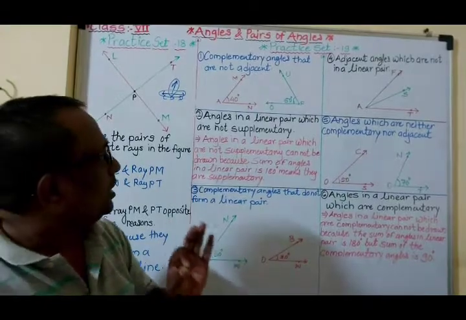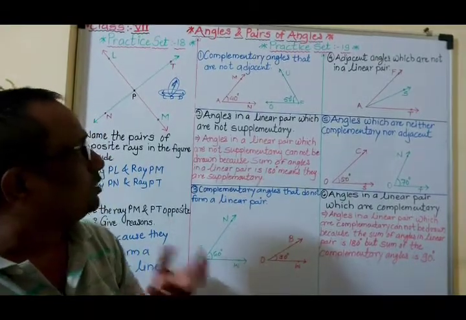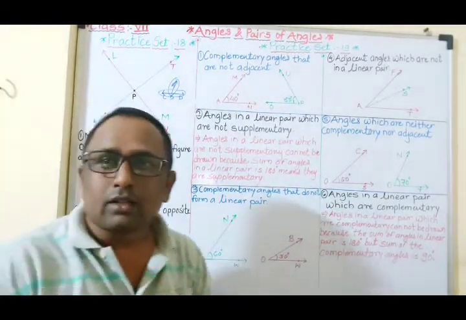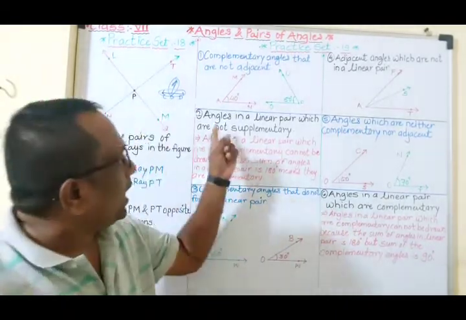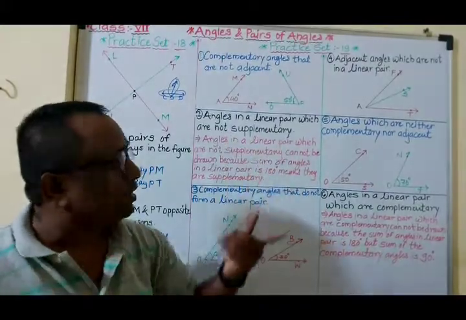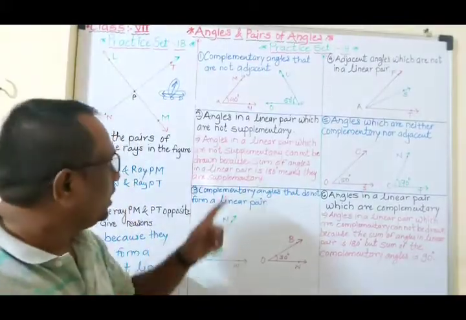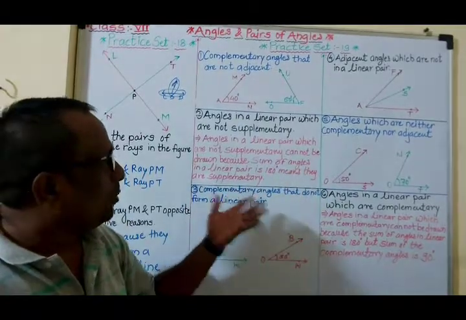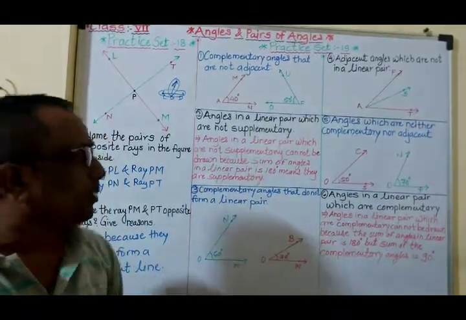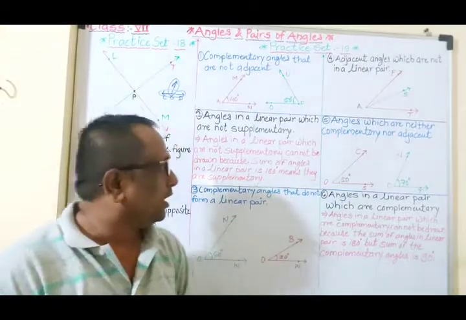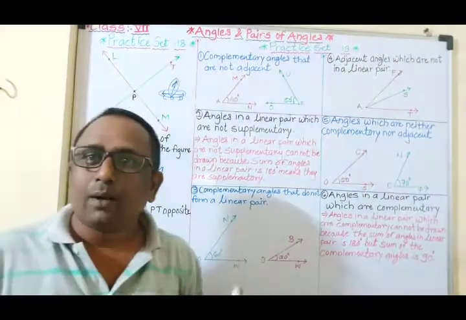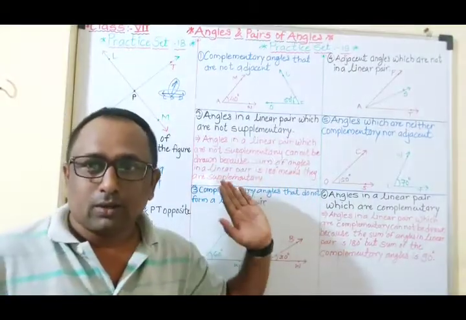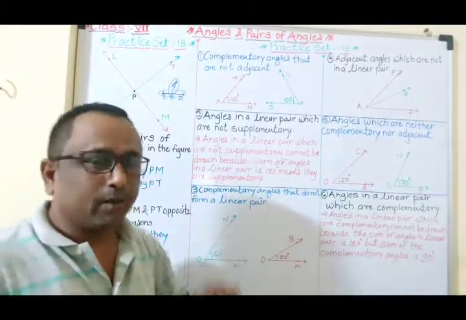Now angles in a linear pair which are not supplementary, how can we draw them? Okay, here that is not possible to draw, because the sum of the angles of a linear pair is 180 degrees, which means they are already supplementary angles. So this statement is wrong, we cannot draw this. Okay, now we'll move to the third one.